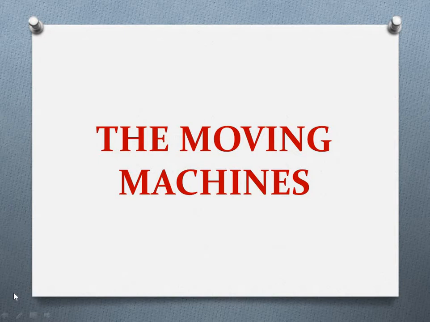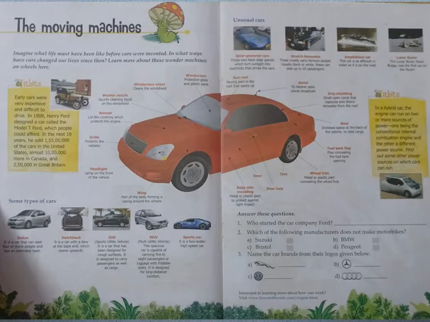It is in your GK book class 5, right? Here we are going to talk about the moving machines, that means car. We are going to talk about the cars. You all can open page number 42 and 43 for the reference.